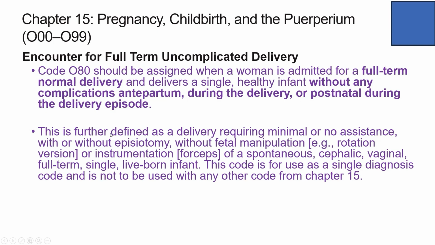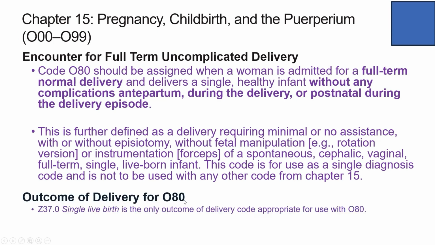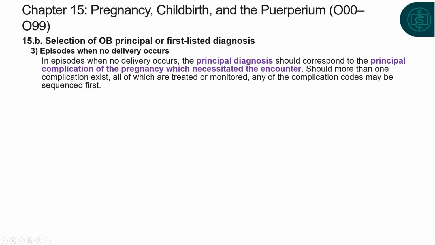Because it doesn't have any complications associated with it, we wouldn't have any other Chapter 15 codes on the record. And with O80, the only Z37 category code that we can assign is a single live birth, because any other outcome of delivery is not going to be O80. The very nature of twins or triplets has caused some type of quote unquote complication of the pregnancy that is not coded to O80. If you have further questions about this, we can go over it in class, but we're going to walk through an example in a couple slides.